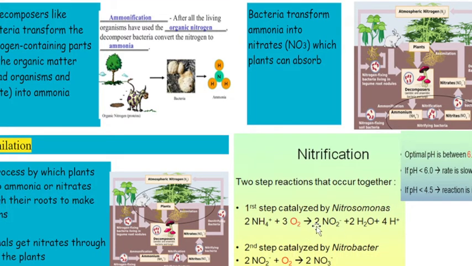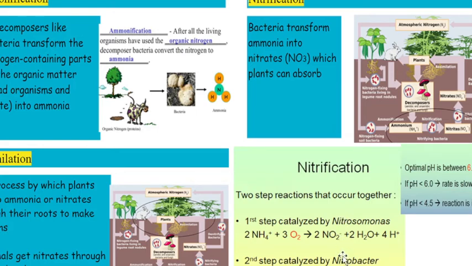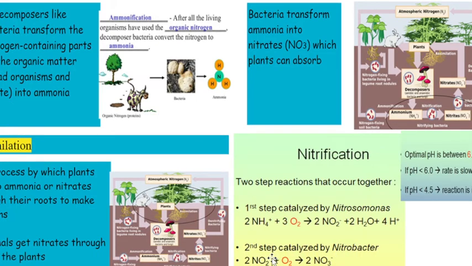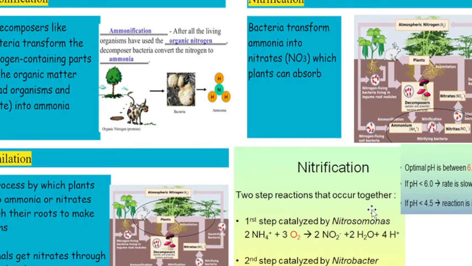In the first step, catalyzed by Nitrosomonas, ammonia plus oxygen forms nitrite. In the second step, NO2 combines with oxygen to give nitrate. For this reaction to occur spontaneously and speedily, what should be the pH level? The optimal pH is between 6.6 to 8. If the pH is in that range, the nitrification process will be optimum, at a good rate.